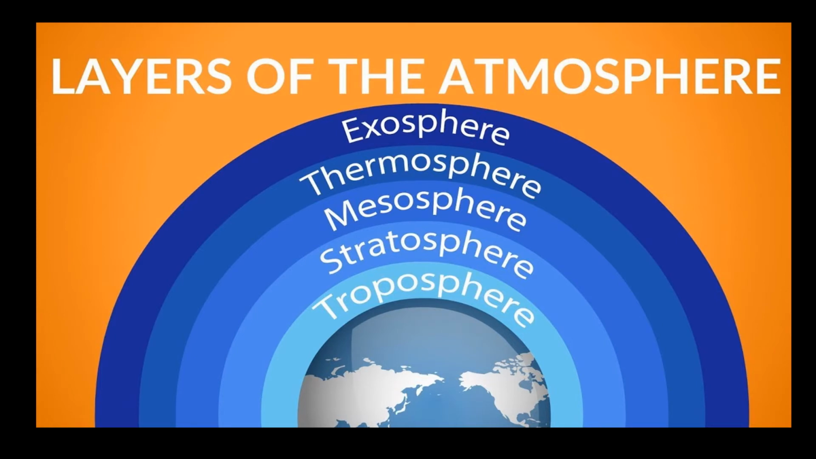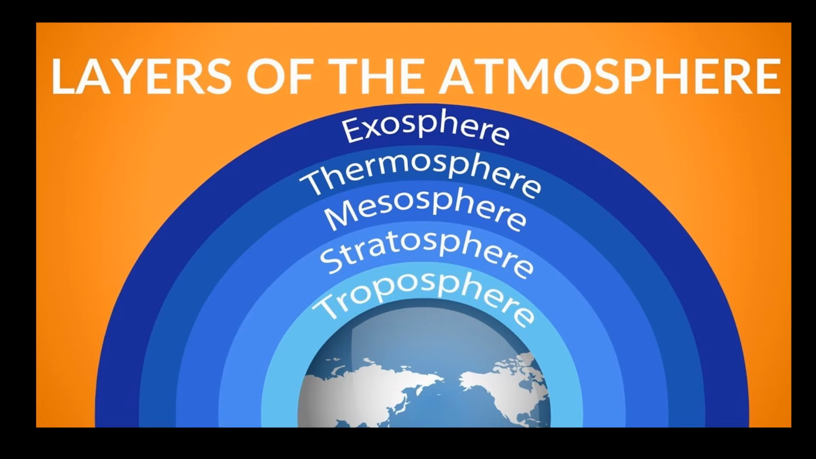As we know, in geography, we are always used to seeing layers of the atmosphere. There are different layers of the atmosphere: troposphere, stratosphere, mesosphere, thermosphere and exosphere. It is clearly seen in the picture.